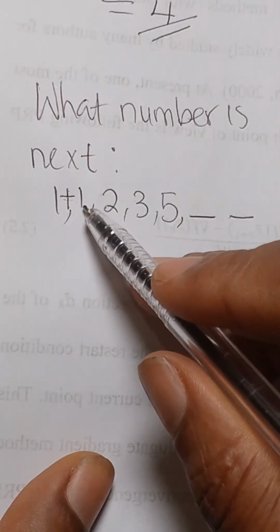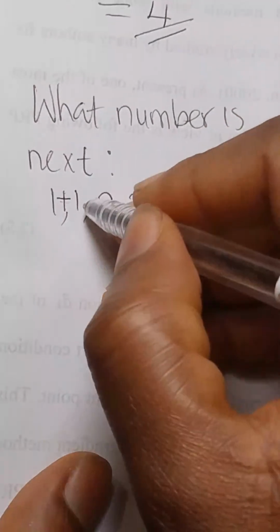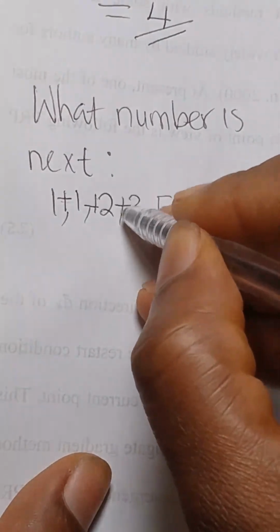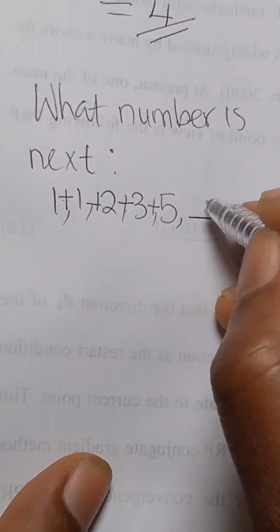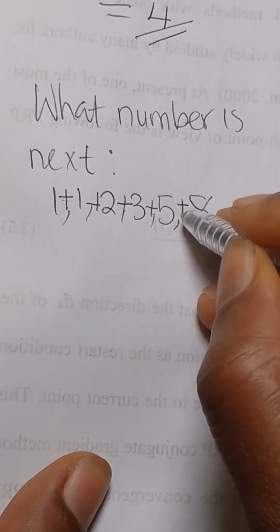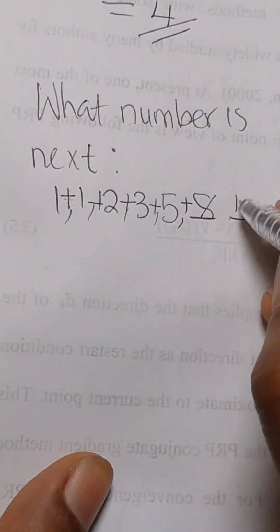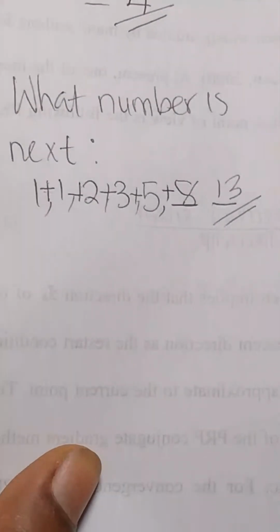So 1 plus 1 is 2. 1 plus 2 is 3. 2 plus 3 is 5. 5 plus 3 is 8. And 8 plus 5 is 13. So that is the answer. This is very, very easy.